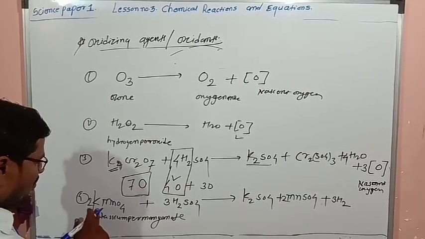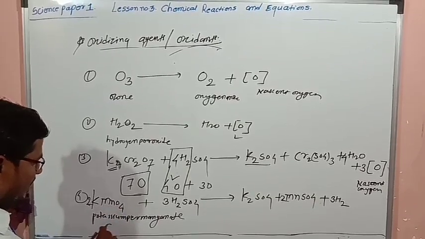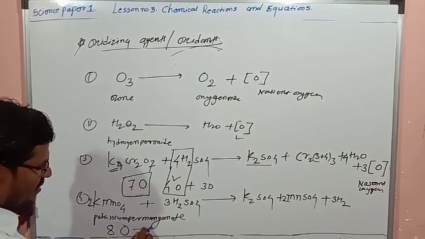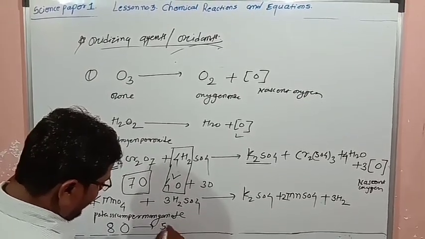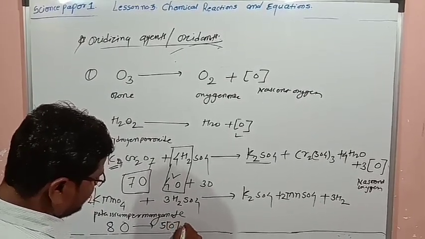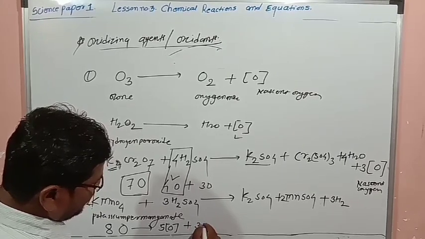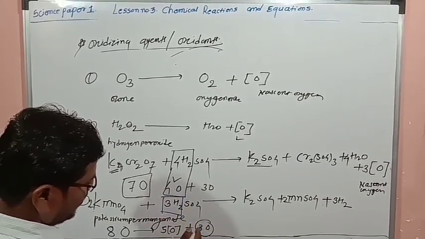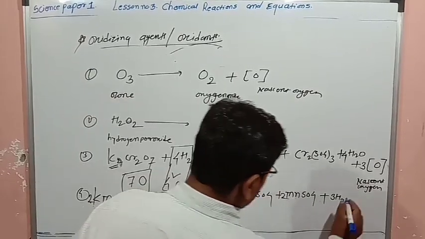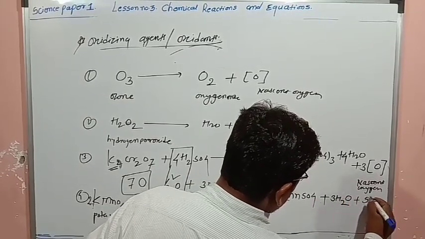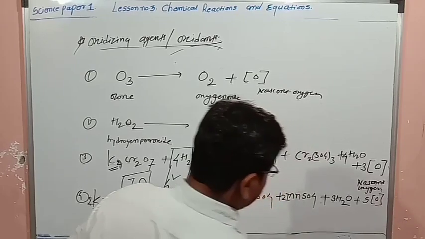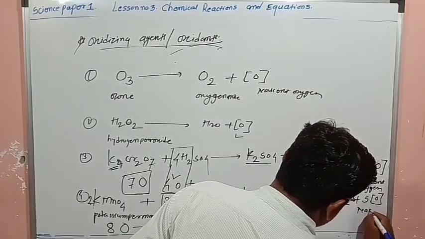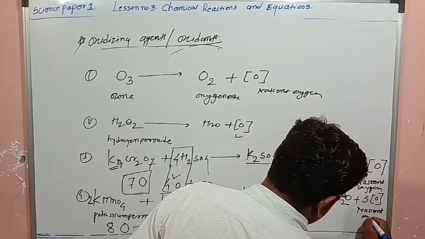So how many oxygen are there? 2 4s are 8 oxygen are there. 2 multiplied by 4, 8 oxygens, and you can do it this way: 5 oxygen plus 3 oxygen. These 3 oxygen will go along with these 3 H2, and it will form thrice H2O plus 5 nascent oxygens. 5 nascent oxygens.